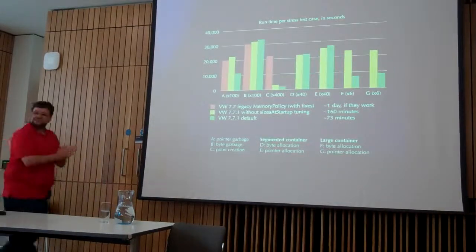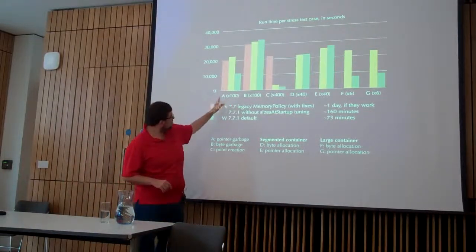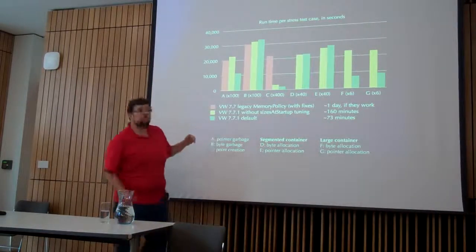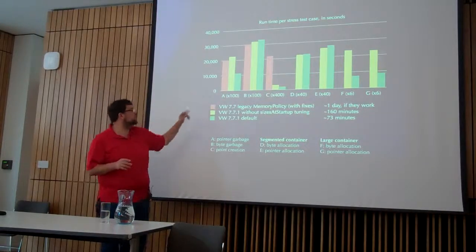Here are some numbers. This is a good one. So we have a number of tests here. These columns are the tests. And we have 3 numbers per test. Now, first off, you'll notice that there's only 3 red bars.